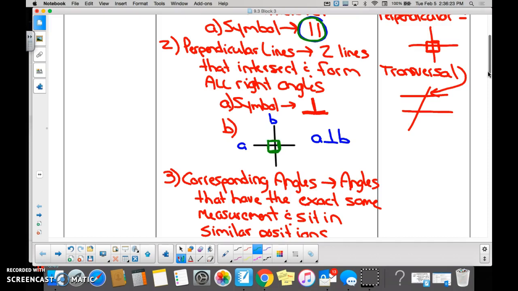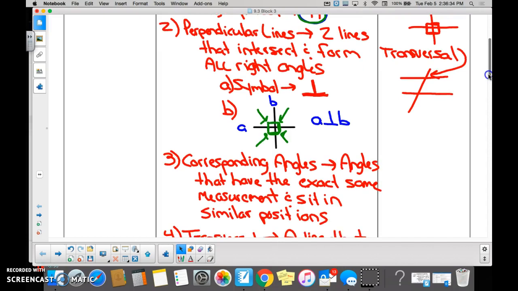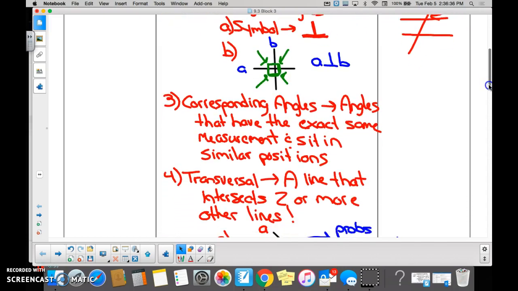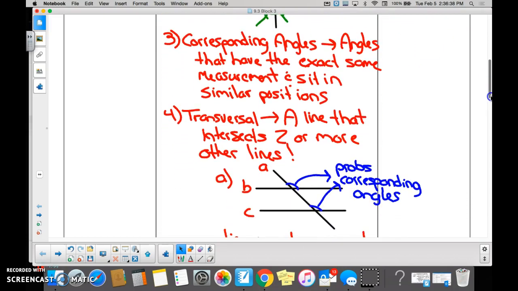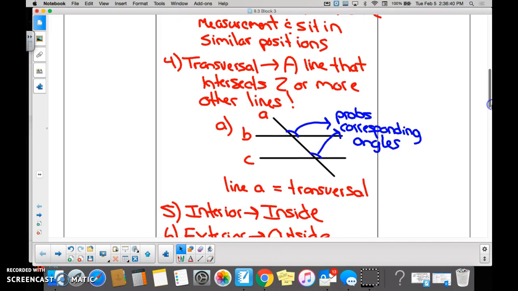Yes. Does that make sense what I just did there? Yes. The little right angle symbol goes in each of the four parts. So perpendicular lines, all right angles. Corresponding angles, they have the exact same measurement and are in similar positions. And a transversal intersects two or more lines, right? Yes. This line right here, we said, and this line right here, we said are what? Corresponding. Because they're in the similar position, and they have the same measurement, right?